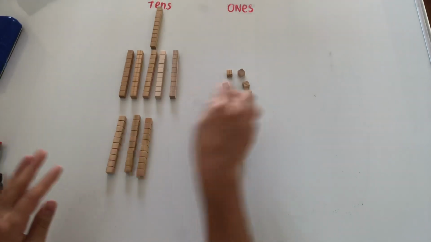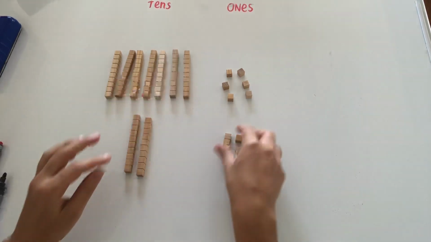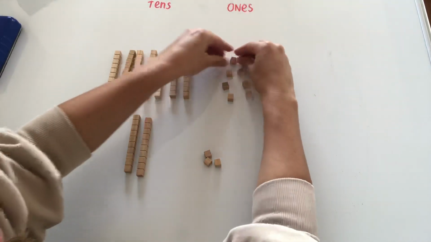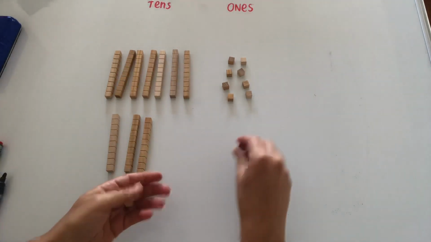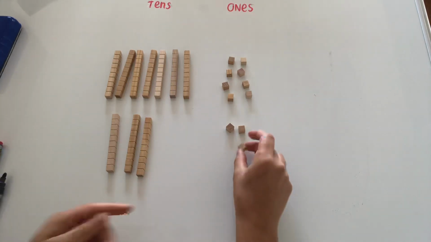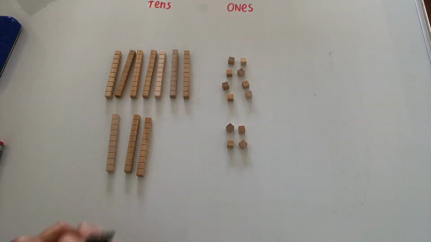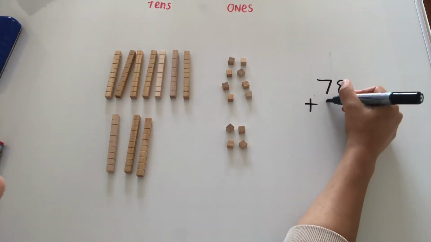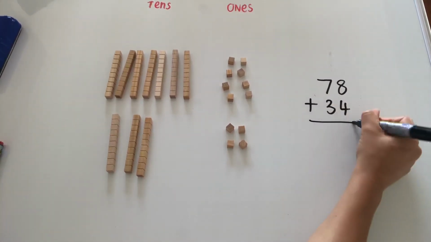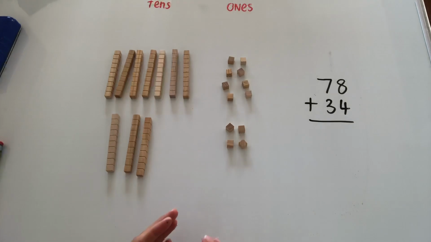The next one, let me just get my MAB. I'm going to do 78, and I'm going to add 34. I'm going to write it out on the side again so you can see 78 add 34. As you can see, in both ways I've represented this equation, my ones column is always in line with each other, and my tens column is always in line.